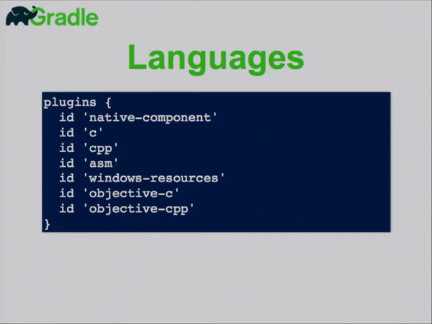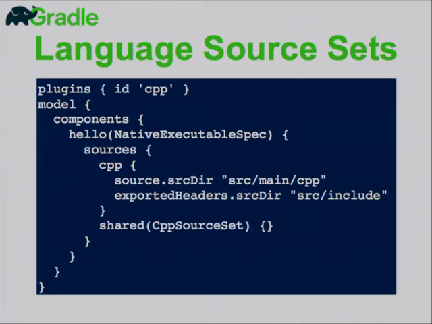So that's the set of languages we've supported so far. I just talked about the language source sets that get added. So I want to show an example of language source sets added by the CPP plugin. Here I've defined a native executable spec. I'm saying, here's my hello native executable. It has a container of sources, of source sets, I guess I should say. It's a container named sources that contains source sets.